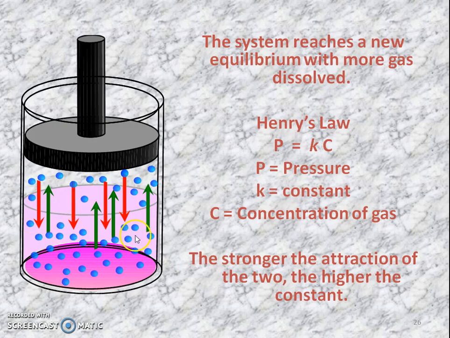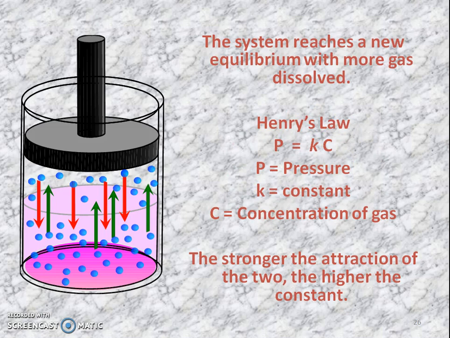But now if you notice, there's a heck of a lot more dissolved gas in that liquid. There's not as much gas up top, right? So the vapor pressure also has changed, right? So the stronger the attraction between those gas particles and the liquid, the higher we can make this constant. And this is called Henry's law. We're not going to worry about it too much.